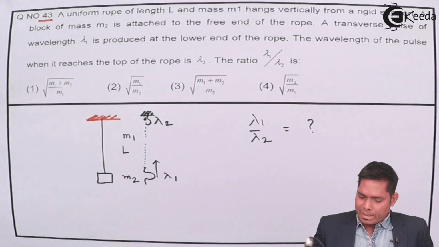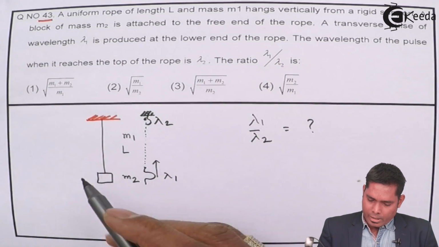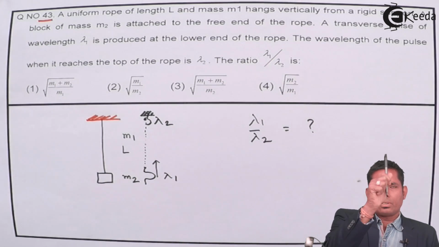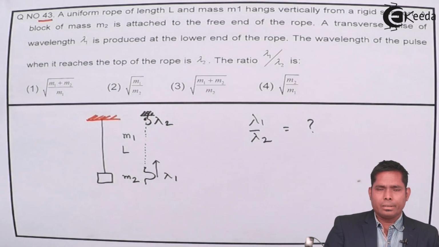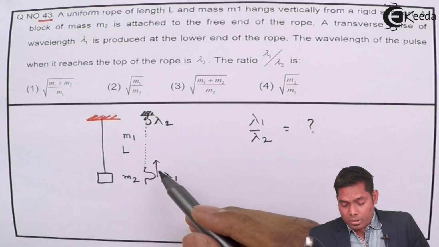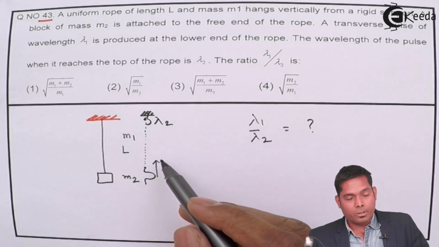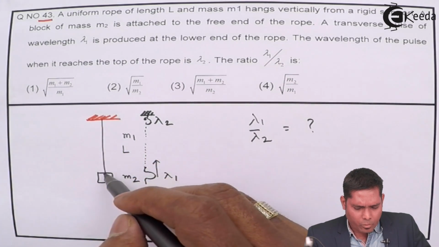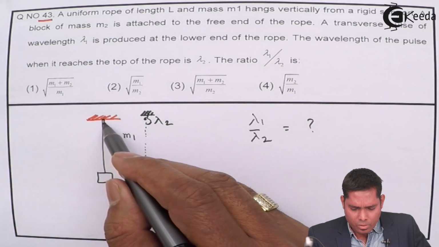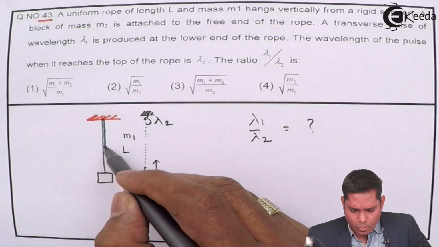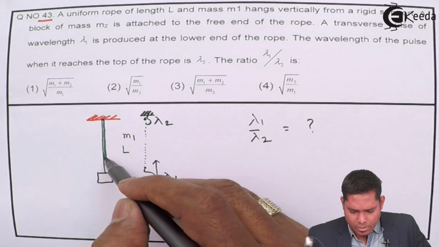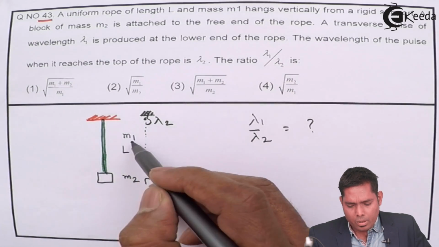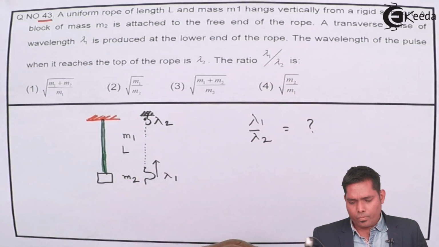Now, when I give a certain jerk here, a pulse is created and it travels upward, and as it travels upward, the wavelength will be different. This rope is not massless. It has a certain mass M1, and the block has mass M2.